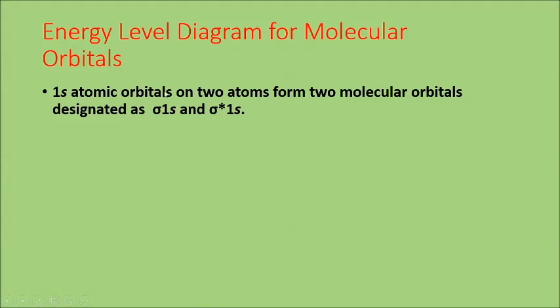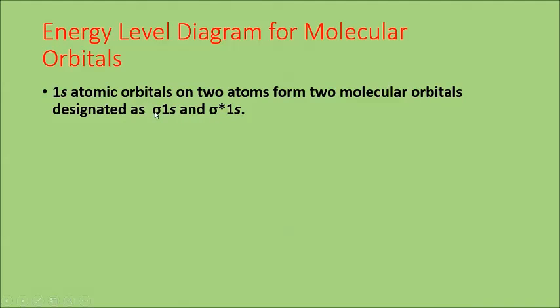The 1s atomic orbitals on two atoms form two molecular orbitals, which can be designated as sigma 1s and sigma asterisk 1s. We can just pronounce it as sigma star 1s. That means when two atomic orbitals combine, we get two molecular orbitals: one is the bonding molecular orbital and the other is the anti-bonding molecular orbital. Here the bonding molecular orbital is sigma 1s, and the anti-bonding is represented with sigma star.